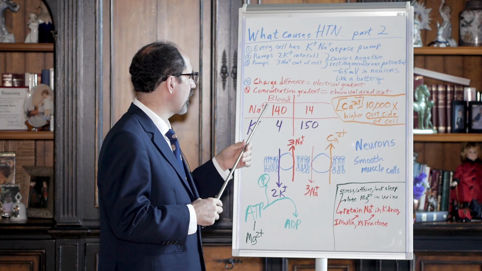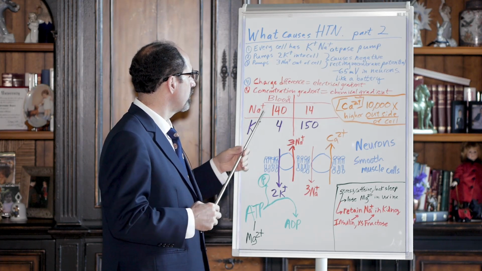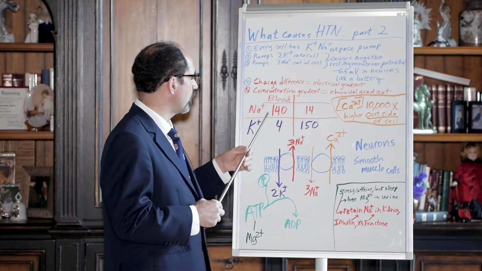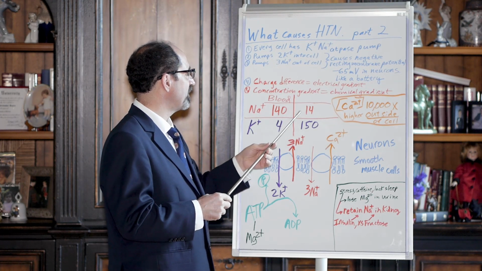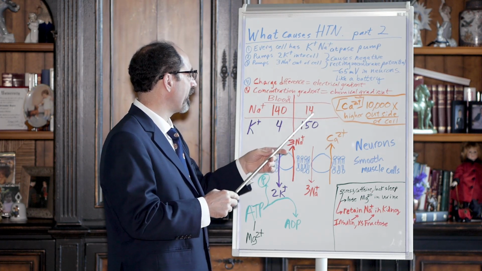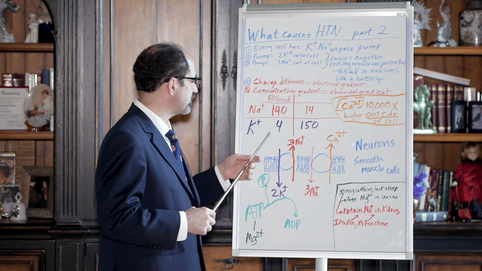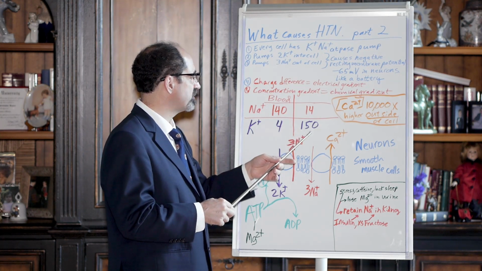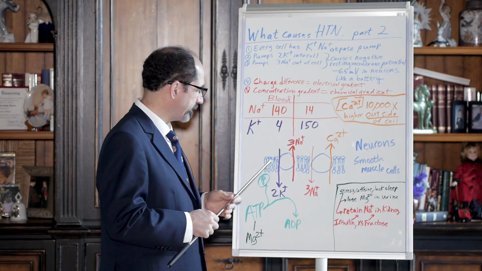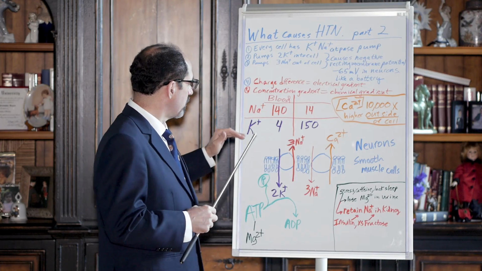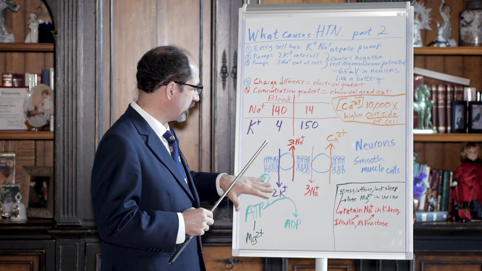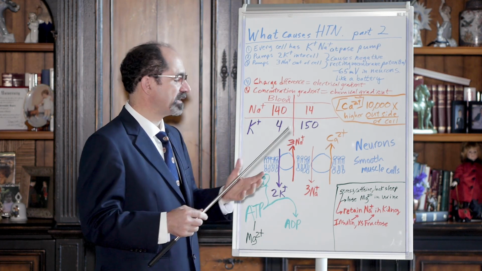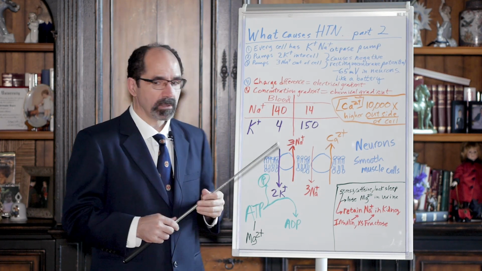And here's a look at the concentrations. In the blood, sodium is very high, 140. Inside the cytoplasm, it's low, about 14. Potassium is the opposite. It's low in the blood at 4, but very high inside the cell in the cytoplasm at 150. So potassium is the most important intracellular cation, positively charged ion.